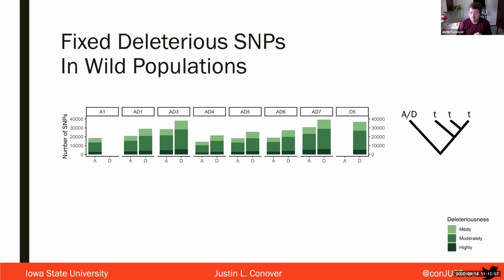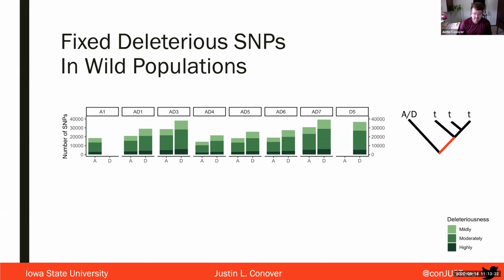One possible cause is this is just an artifact of the data, because the D diploid progenitor is a worse model of the DT subgenome than the A diploid is of the AT subgenome. So if we look on this red part of the tree here, that branch length is different for the A subgenome and the D subgenome.